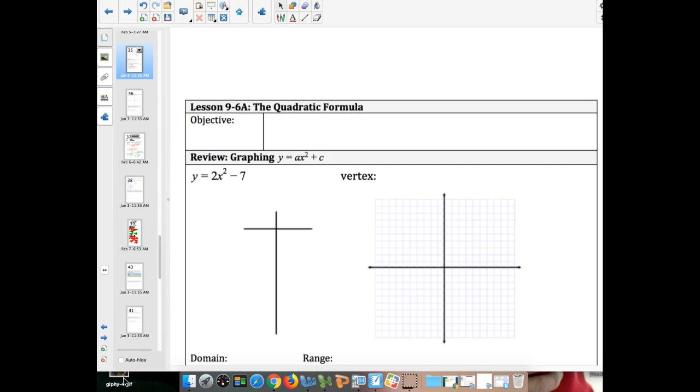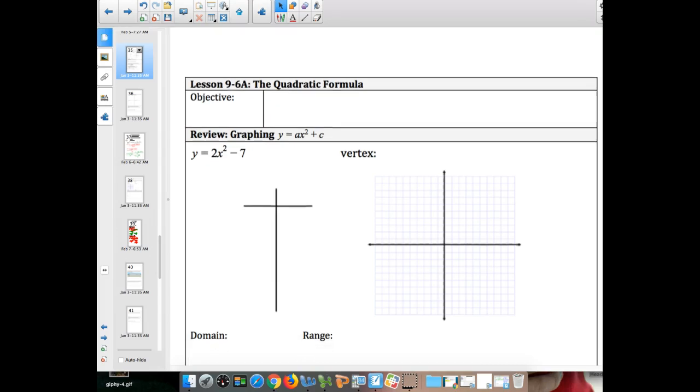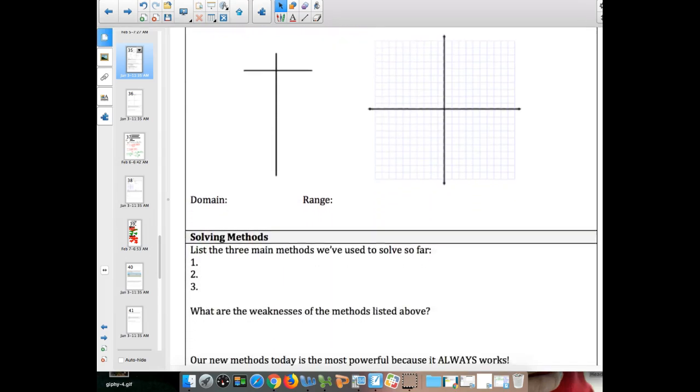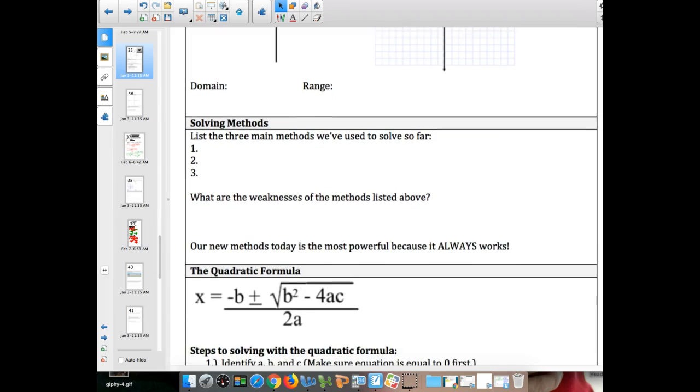We are going to be skipping around our notes, so make sure you are paying attention to each section we are working on. We're on our last form of solving, and it is my favorite way to solve. We're going to skip this little review here. We're going to jump down here to solving methods.